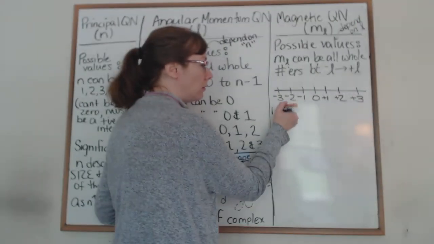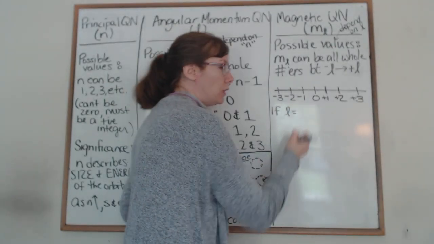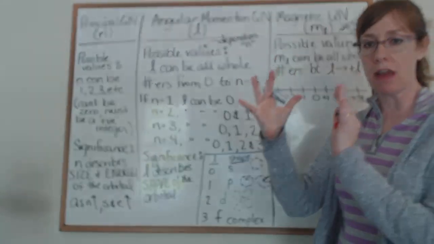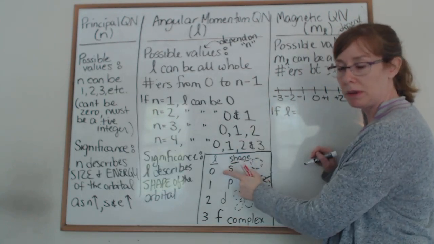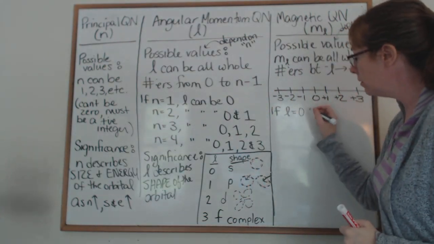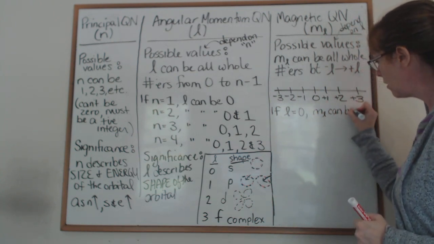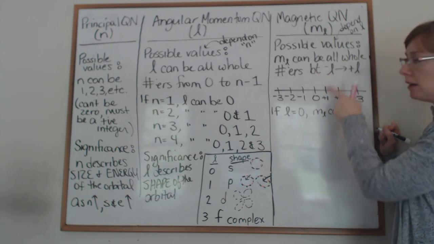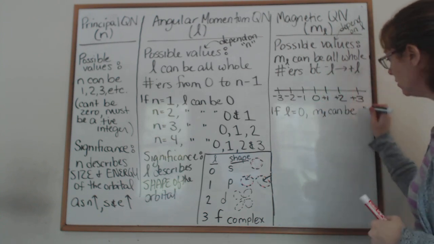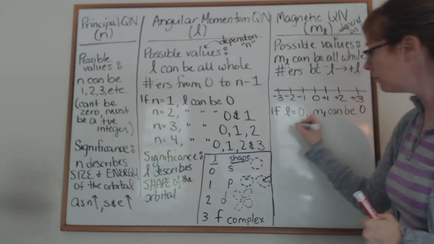So let's talk about scenarios. If l is equal to, well, what was the first type of l value that was even possible? It was 0. These are s orbitals. If l is equal to 0, m_l can be all numbers between negative l and positive l. So negative 0 to positive 0, you're still just 0. So the m_l value can just be a 0, and that's it.